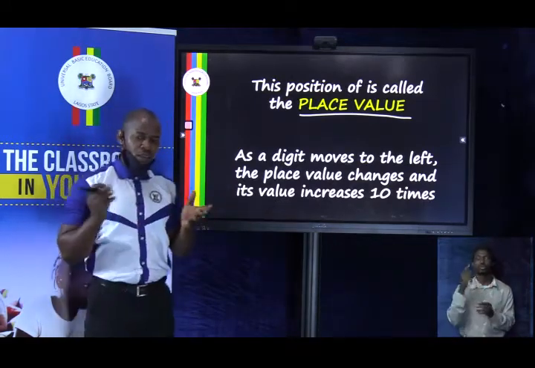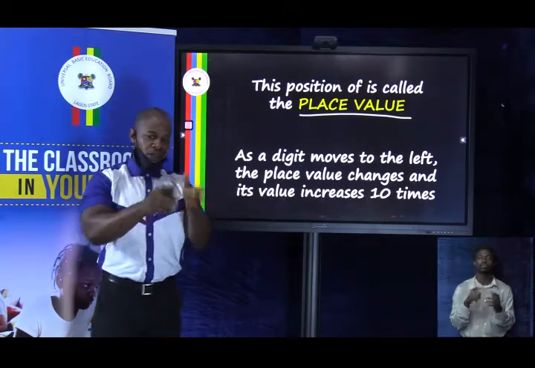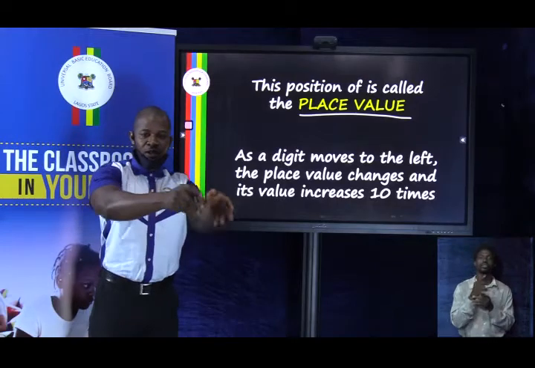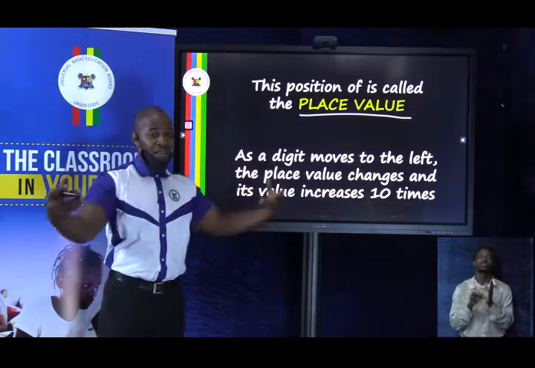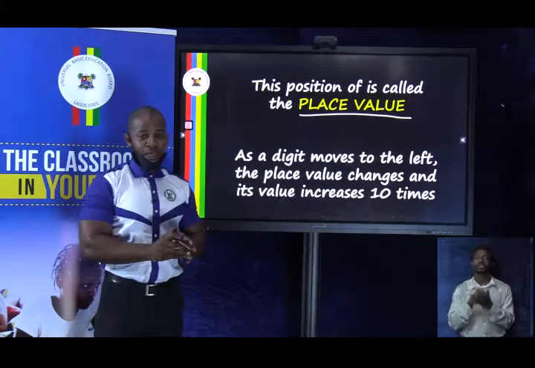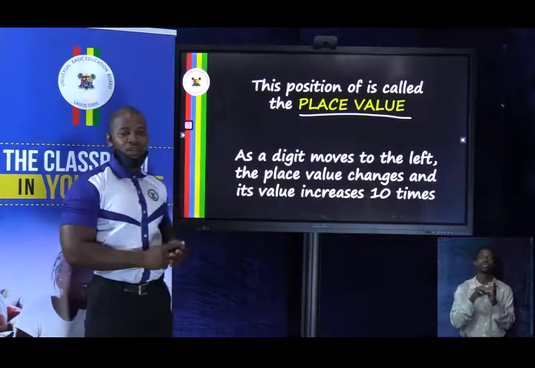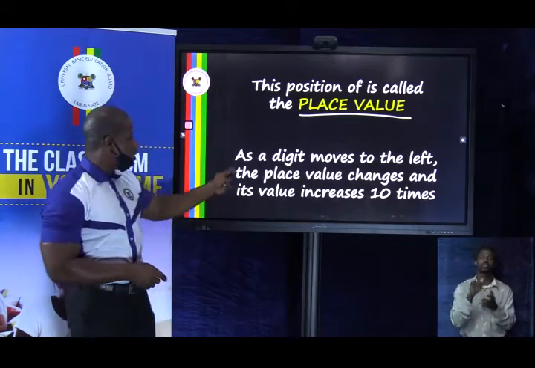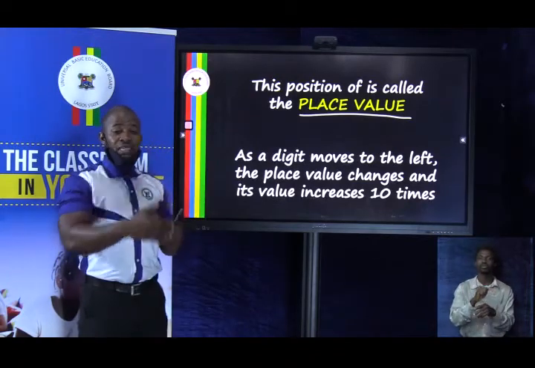Think of it like the value of that place. In the first place you are counting 1, so that's the value of that place. Then in the next place, you're no longer counting 1, you're counting in 10s, and that's the value of that place. When you move to the next place, you'll be counting in hundreds. So as a digit moves to the left, the place value changes and increases 10 times.